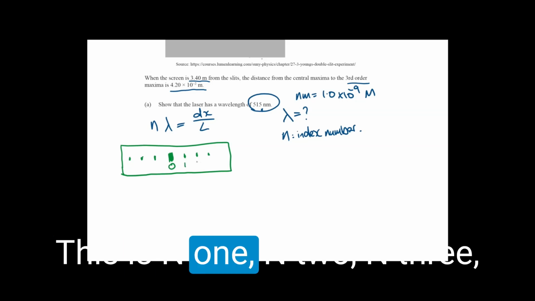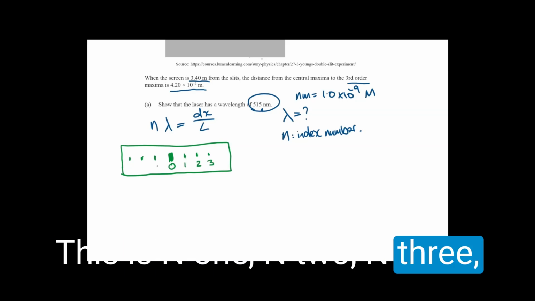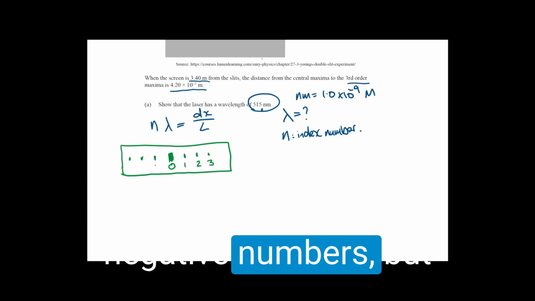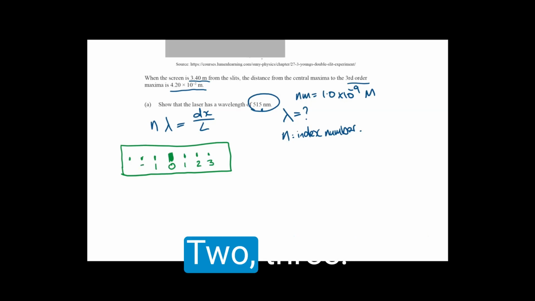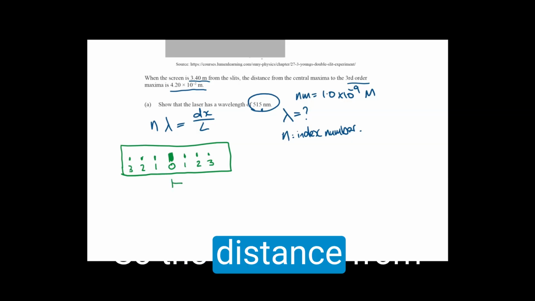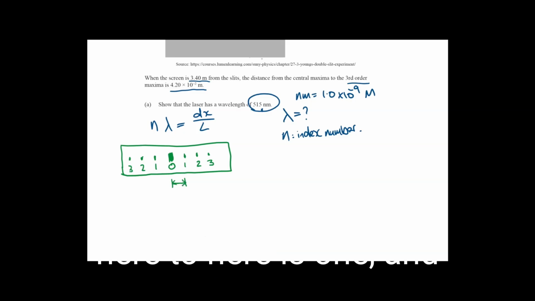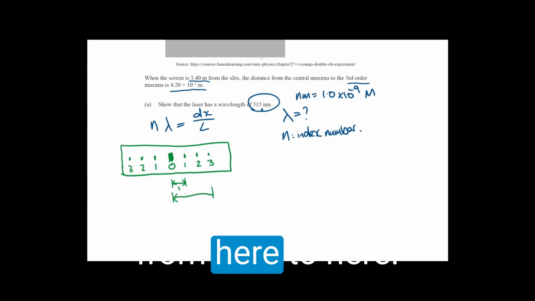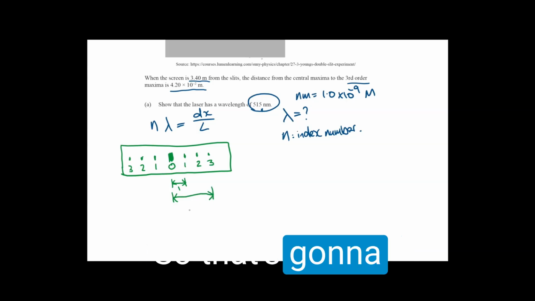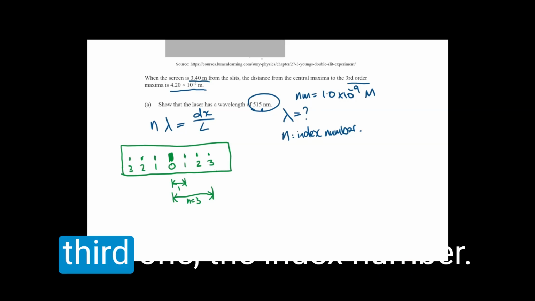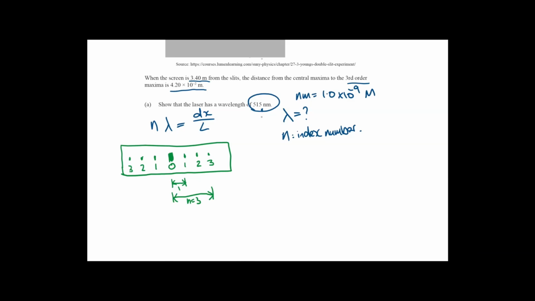This is n1, n2, n3, and two ways of doing this. You can use negative numbers, but I just say it's 1, 2, 3. So these are whole integer numbers, and the n, think of it as the distance. So the distance from here to here is 1. And they want the third one, so it's the distance from here to here. So that's going to be n equals 3. Okay, so this is the third one, the index number. All right.